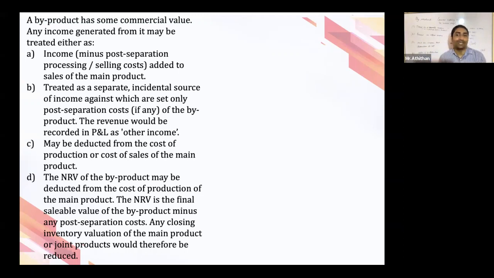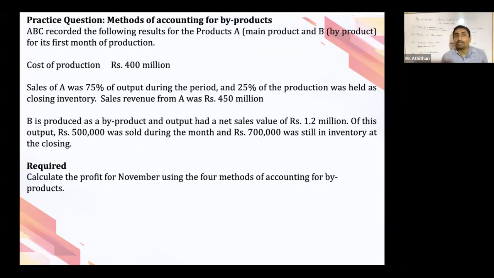So this is income or expense deduction. Fourth, NRV of the byproduct may be deducted from the cost of production of the main product. NRV is the final saleable value of the byproduct minus any post separation cost. So NRV is the total sales value less separate cost. Any closing inventory valuation of the main product or joint product would therefore be reduced. So closing inventory is deducted. So this has a balance sheet impact. For example, a practice question.